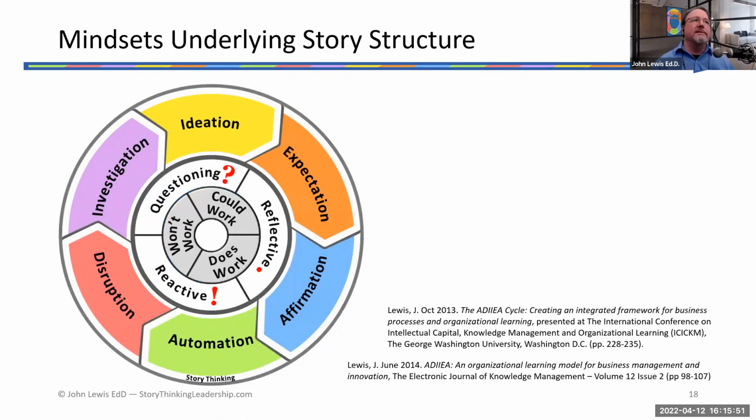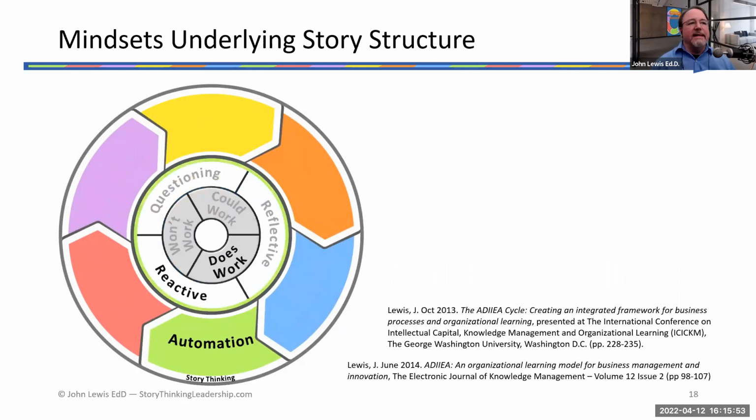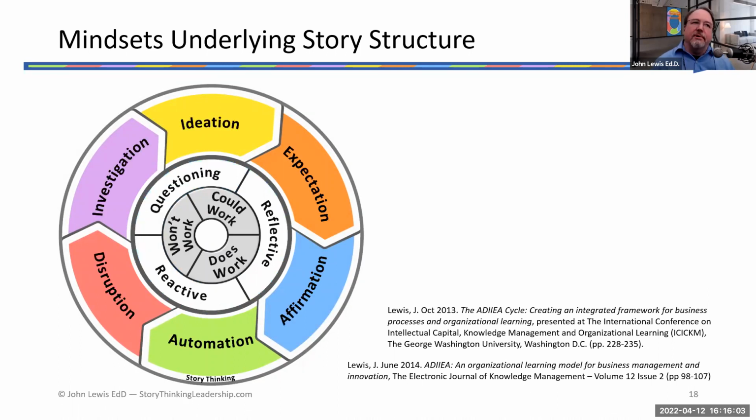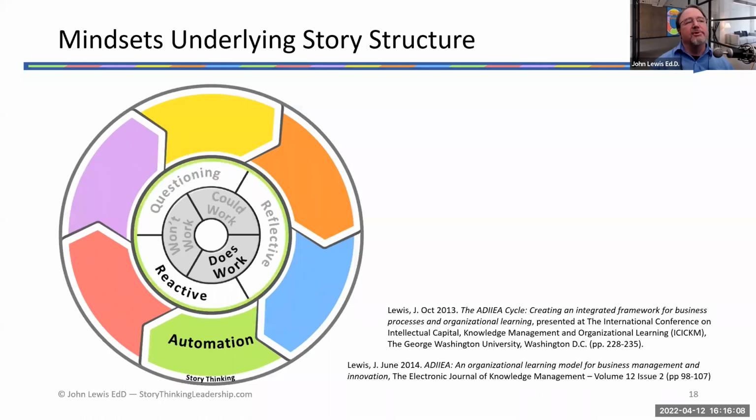So underlying this cycle where there's 6 things, and people might ask, maybe there's 7, are some mindsets that actually drive or produce these phases of the story. And you've probably heard this, that it either works or it doesn't work. Those are workability beliefs. And there's a third one called could work. That's where most projects spend most of their time.